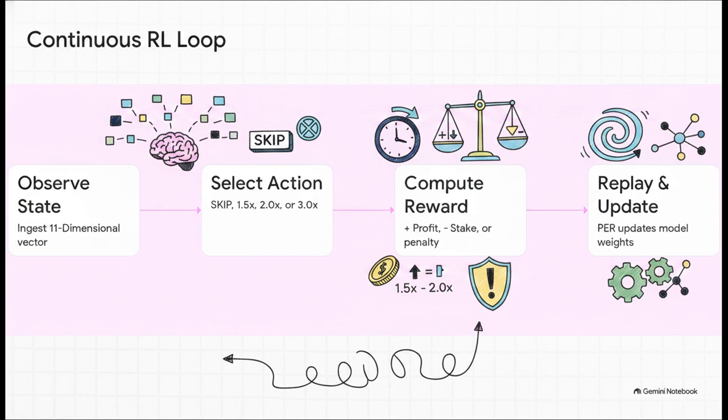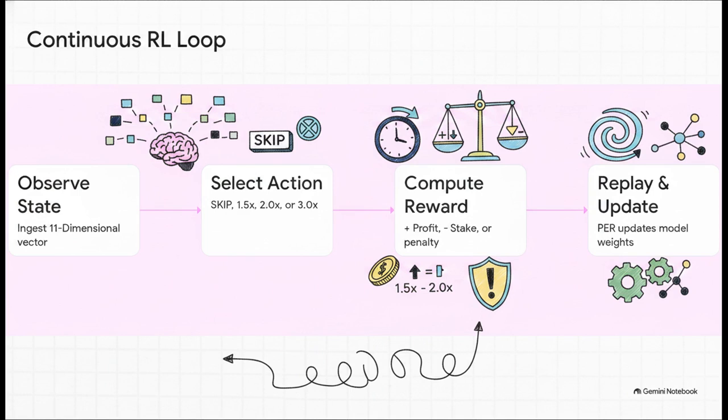Step 1. Observe the state by ingesting that 11-dimensional vector. Step 2. Select an action. It can completely skip the round or decide to cash out at 1.5x, 2.0, or 3.0. Step 3. Compute the reward.